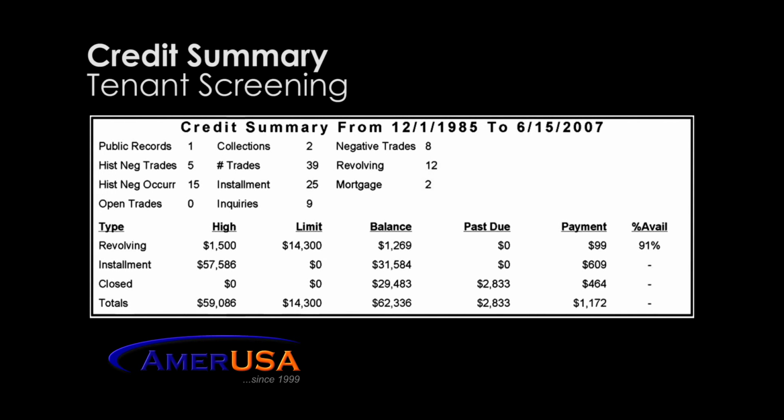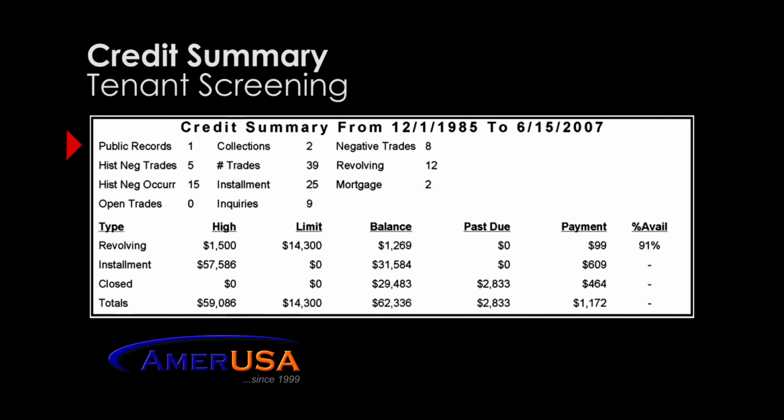We're going to begin on the top with the credit summary dates. We're showing December 1st, 1985 to June 15th of 2007. This is the entire date range of the file from when the very first account was reported to the last payment status. Obviously, for this video, we're going to be using an older professional tenant credit report, but the data format has not changed over the years. Let's move to the left-hand side and we'll go row by row.